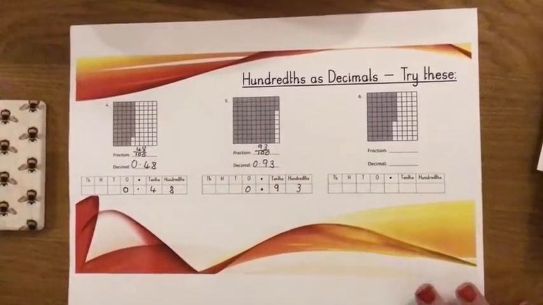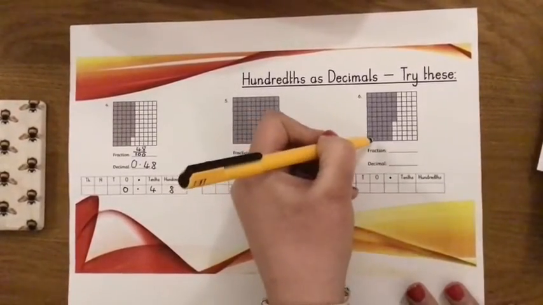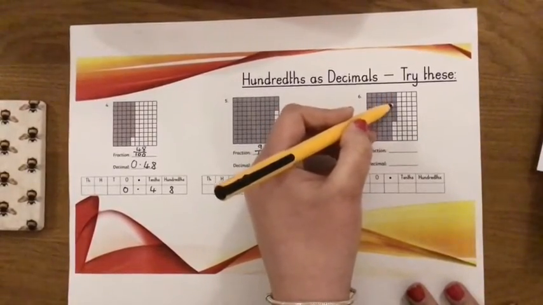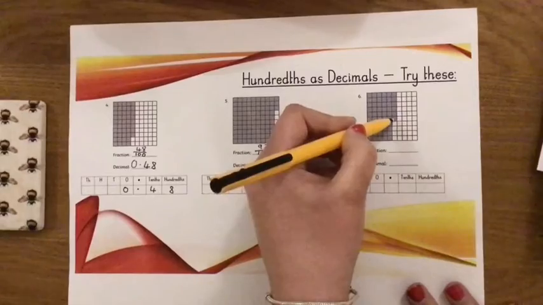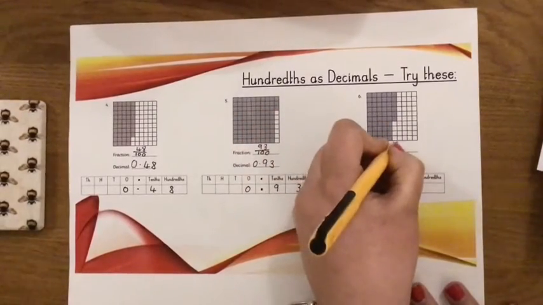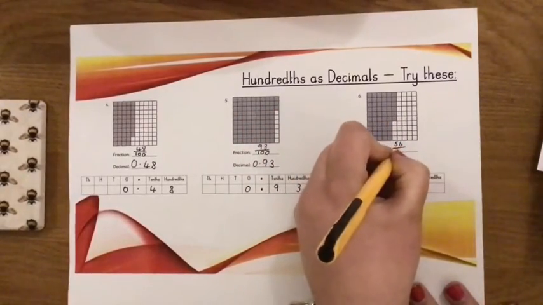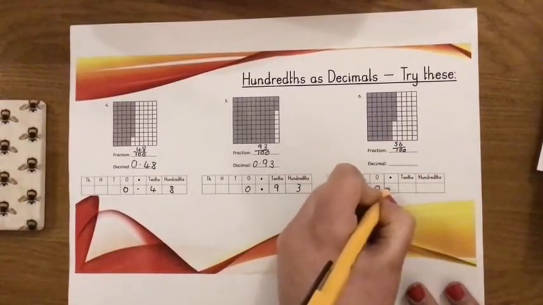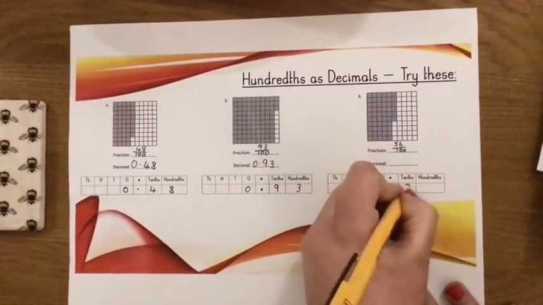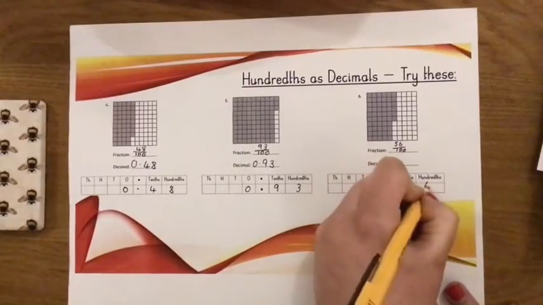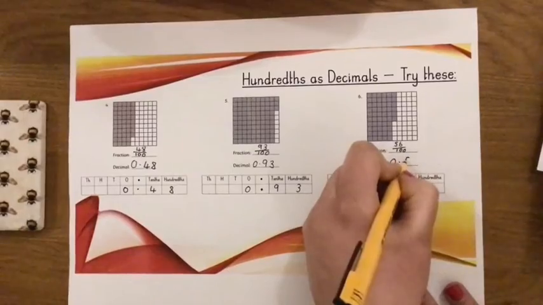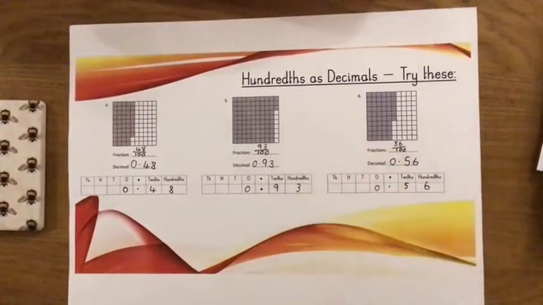And finally, number 6, 10, 20, 30, 40, 50, 51, 52, 53, 54, 55, 56. 56 hundredths is the fraction. It's still less than a whole. 5 tenths and 6 hundredths. So my decimal answer is 0.56.